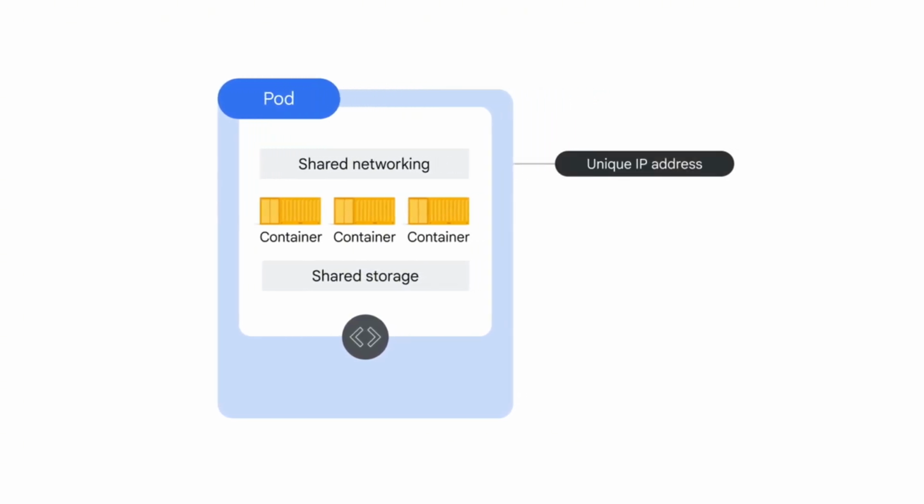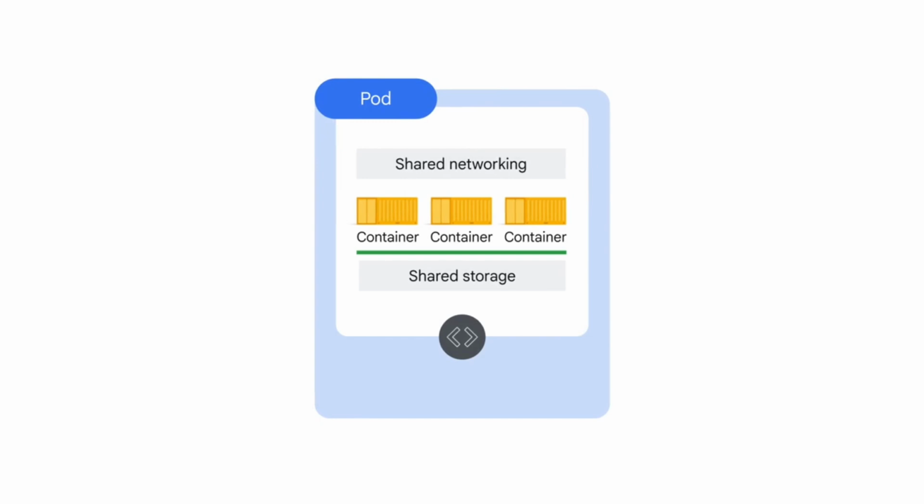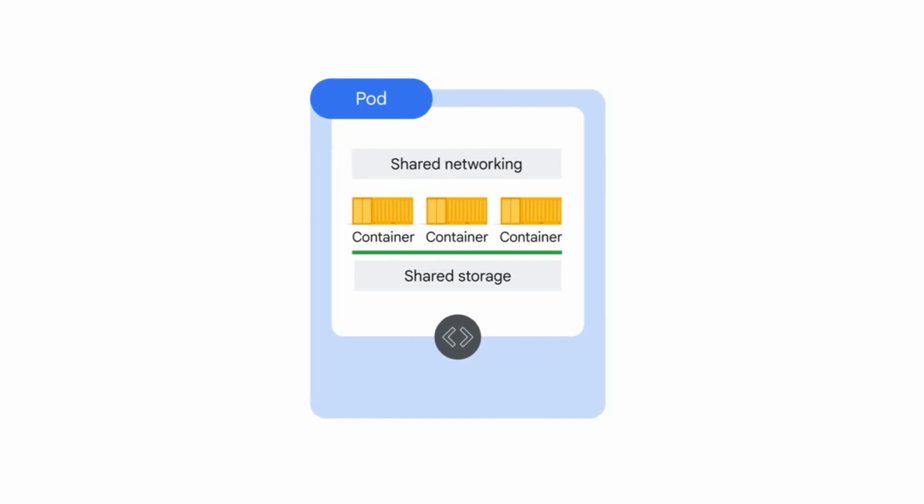Kubernetes assigns each pod a unique IP address, and every container within a pod shares a network namespace, including IP address and network ports. Containers within the same pod can communicate through localhost 127.0.0.1. A pod can also specify a set of storage volumes that will be shared among its containers.